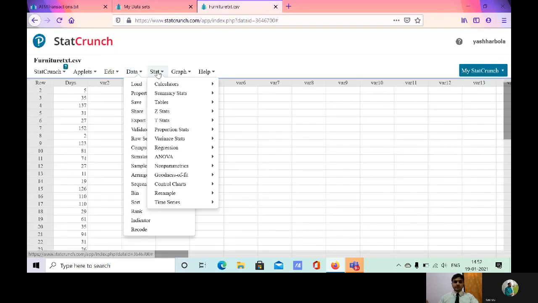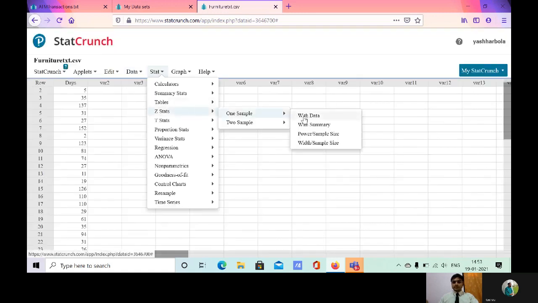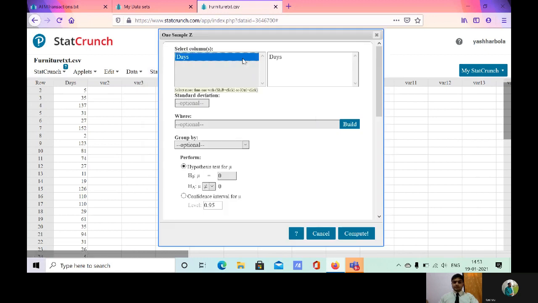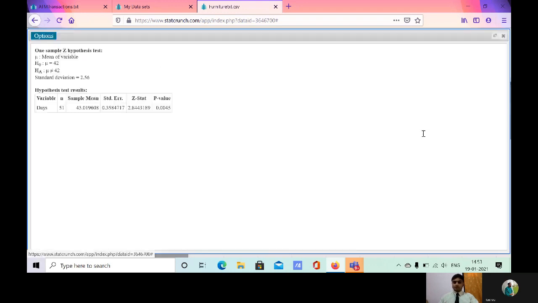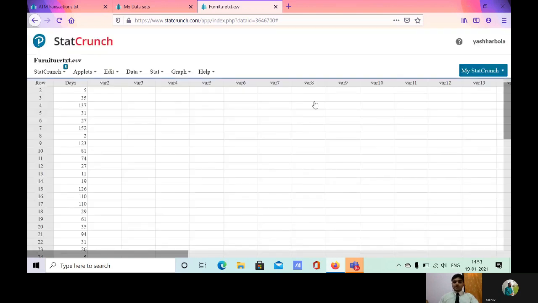And finally we'll be doing the two tail test. We're shifting the data. The standard deviation is 2.56. The population mean is 42, and this will be like this only because it is a two tail test. The confidence interval is 0.95 and compute. So this is the inference of the two tail test. We show standard error as 0.358, z stat 2.844 and p-value 0.0045. Further, its inferences and what we can make out of this data will be explained by Keshav. Over to you, Keshav.